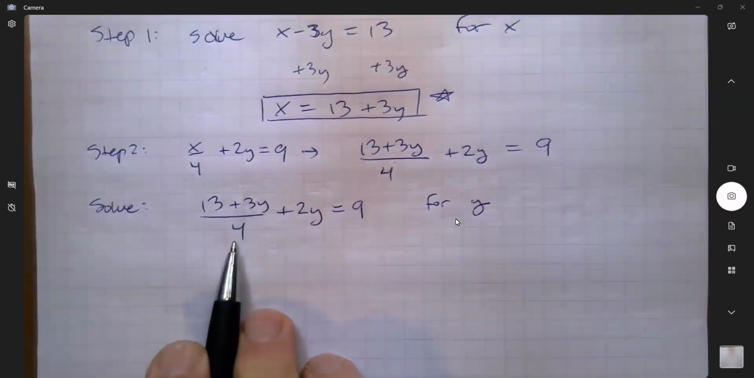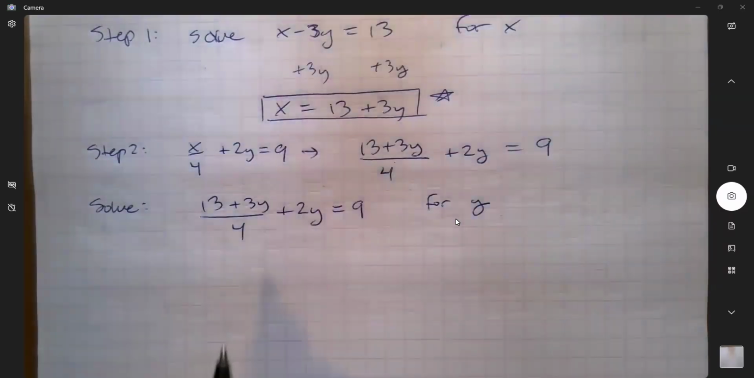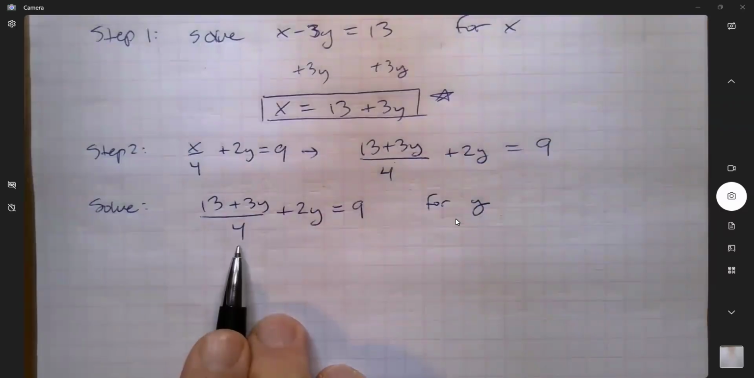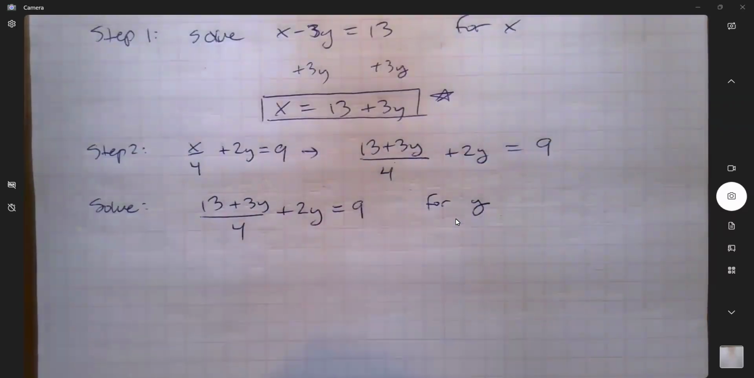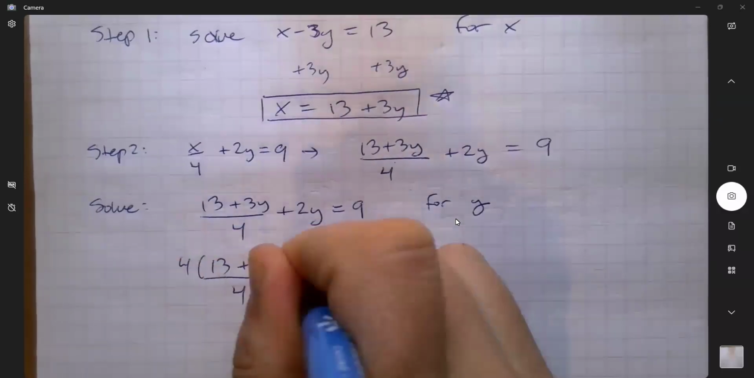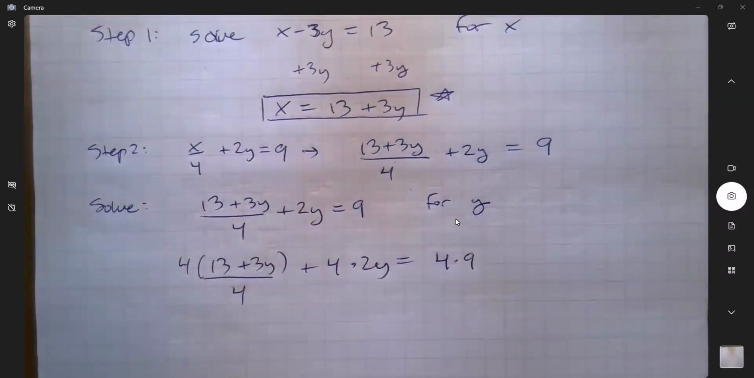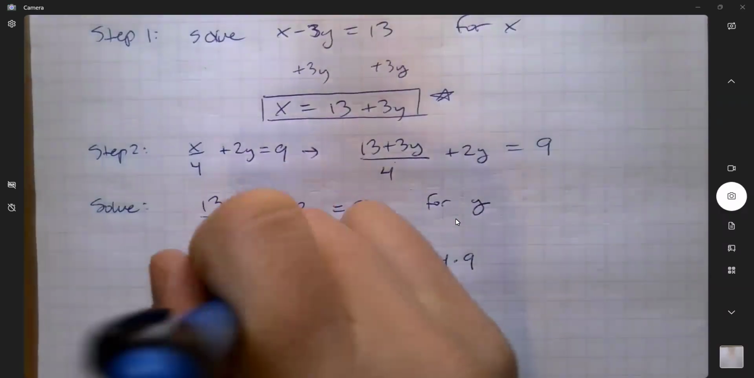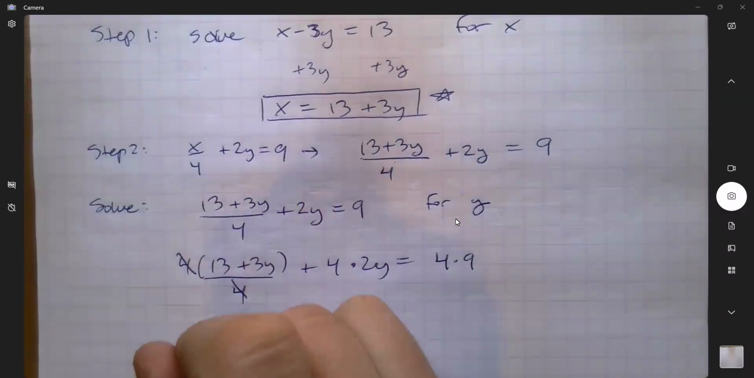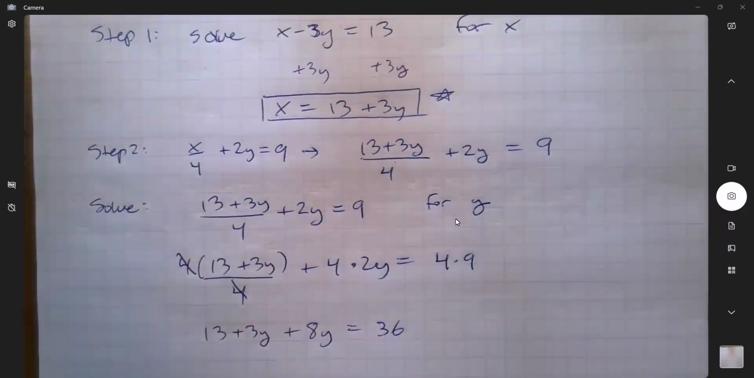And first, the other thing about this chapter is we're going to come back to a lot of skills you've been working on. And one of the skills is what do you do when you have a denominator and you don't want it? You can multiply everything by that denominator and clear things out. So I can multiply my first term and my second term, and the other side, I can multiply them all by 4. That's going to clear that denominator, and I get 13 plus 3y plus 8y equals 36.